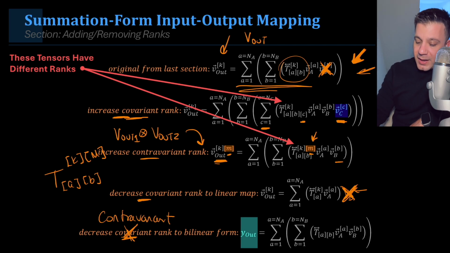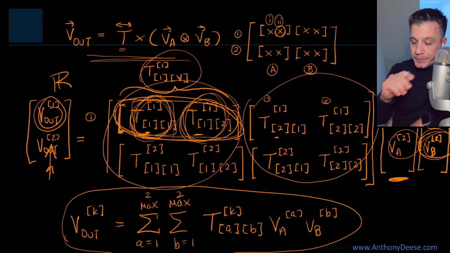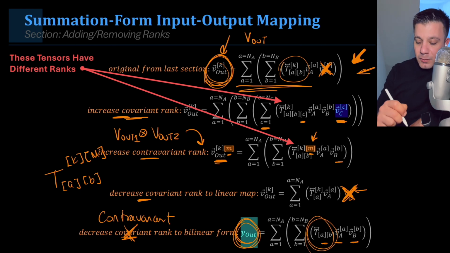Sorry about that. So if we decrease the contravariant rank, what we're doing is taking what was initially a vector, which had multiple values, and collapsing it down to a single element. And so that's why V out, which was originally a vector, gets collapsed to a single scalar value, and everything else pretty much remains the same. Obviously, we're changing the indices for the tensor, which now has no contravariant index.